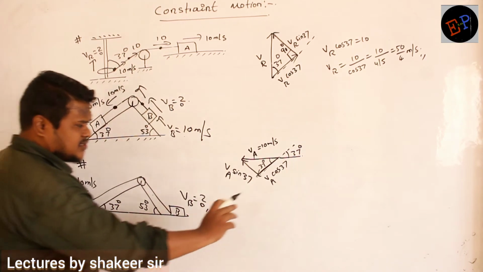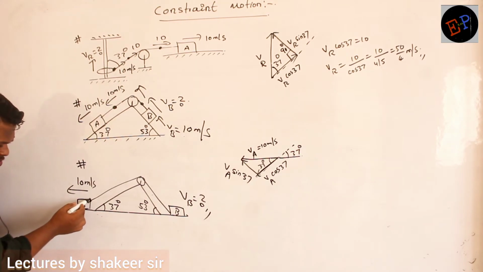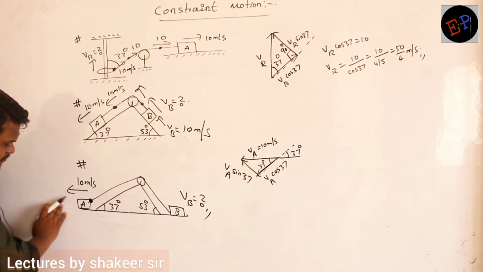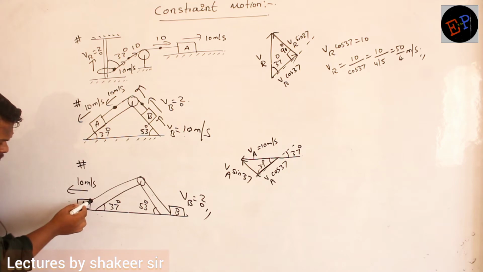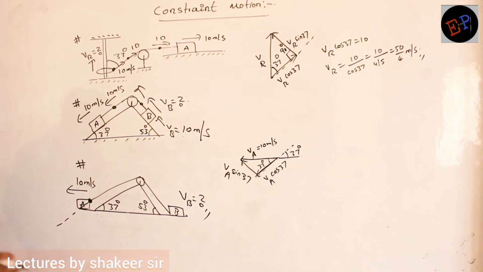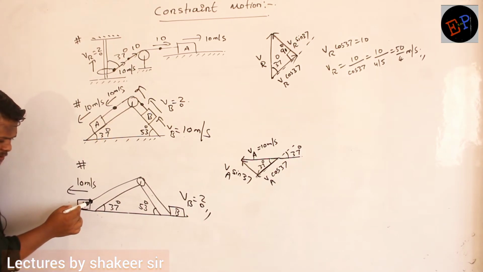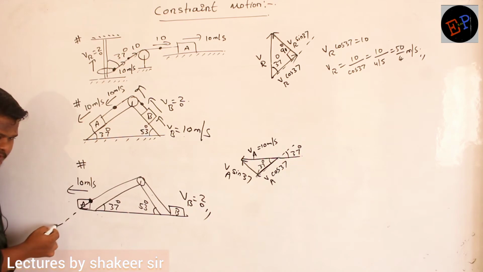It means the rope velocity should be how much? VA cos 37. That's all. Because if you take this point, which is connecting the block as well as the rope, this point will move in the direction of the rope. Because if block A moves horizontally, the rope moves at an angle of 37 degrees instantaneously at that particular instant. Are you able to understand? So therefore this point's velocity is nothing but the velocity of the rope.